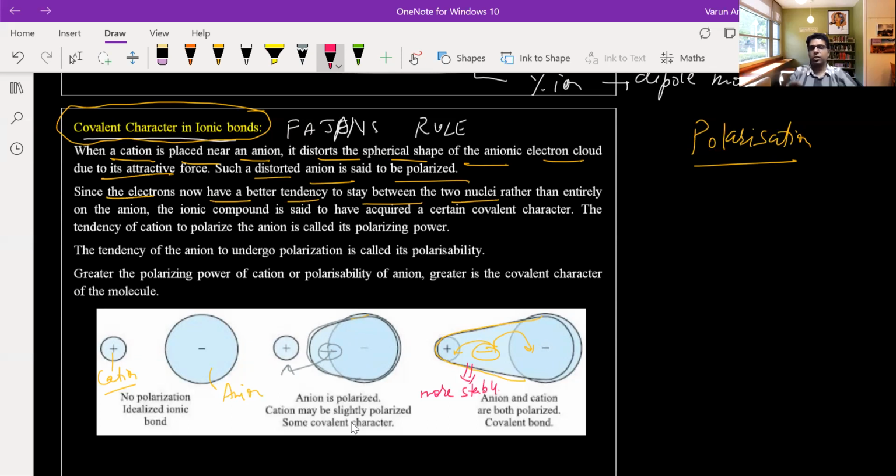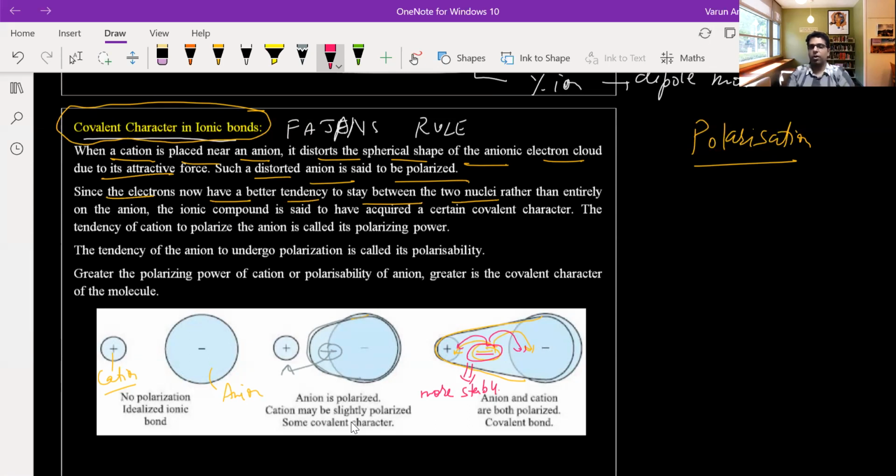So when the electrons are polarized, they can move in the cation also and in the anion also. They get more space and they are more stable. So polarization is leading to stability. And you can see now what is happening. These electrons are in the cation also and in the anion also. So basically these electrons are shared. If the electron is shared, the covalent character will increase.